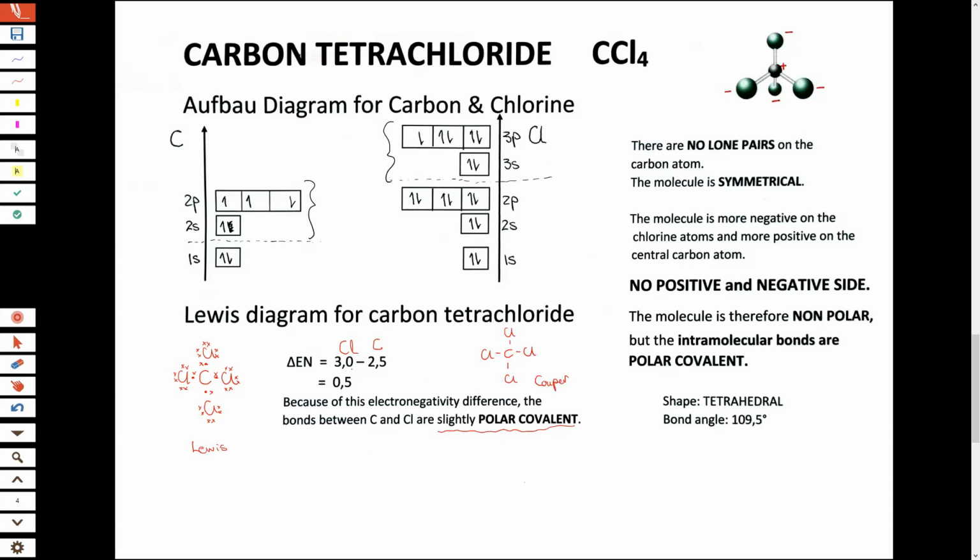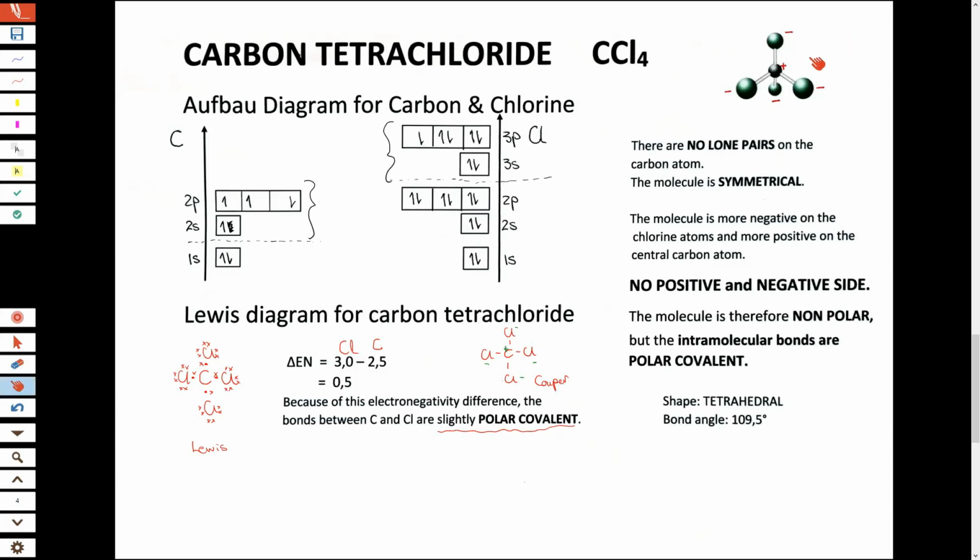So again, the electronegativity difference between chlorine and carbon is 0.5. So these covalent bonds here are slightly polar, with the electrons being pulled slightly more towards the chlorine, the shared electrons. So we're going to have negative, negative, negative, negative on the outside and a positive on the inside. So this molecule, again, there are no lone pairs on the central atom, the carbon. So there's no pushing away of the shared electron pairs. So our molecule, we call it tetrahedral. So we have a three-dimensional shape.